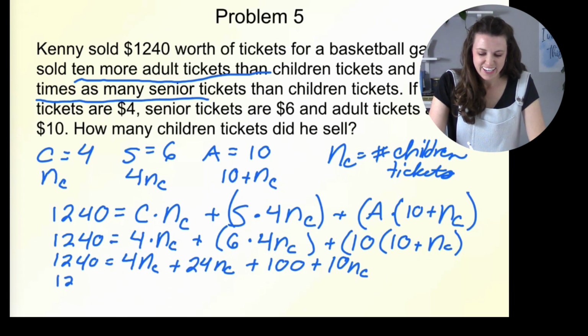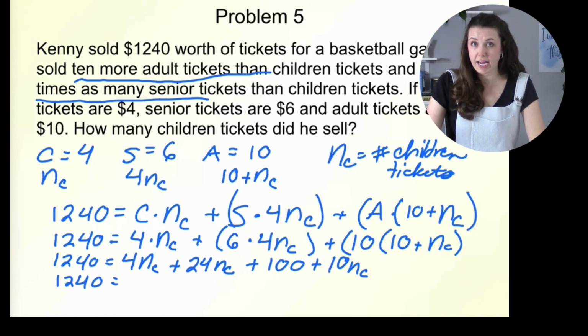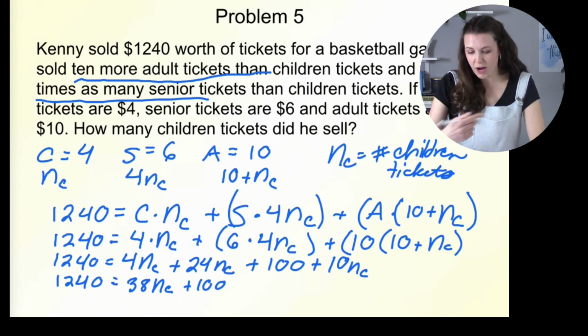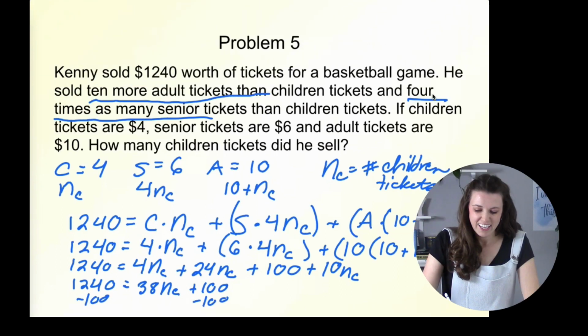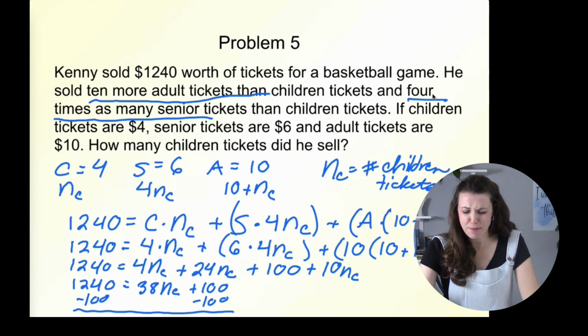Okay, so 1,240 equals 4NC plus 24NC is 28NC plus 10NC is going to be 38NC plus 100. Then I'm going to subtract 100 from both sides, and I am left with, I'm going to switch colors and just write it. How about right up here at the top? Okay, so I'm at 1,140 equals 38, the number of children's tickets.